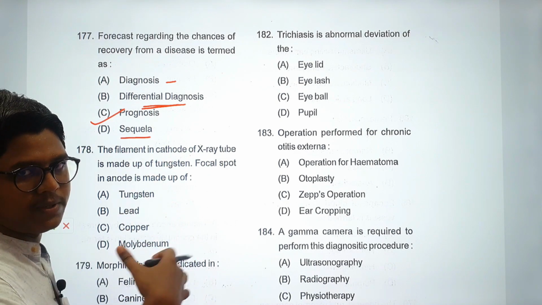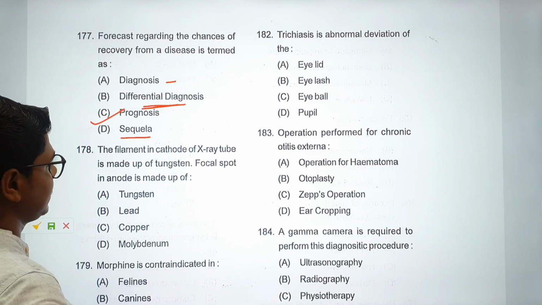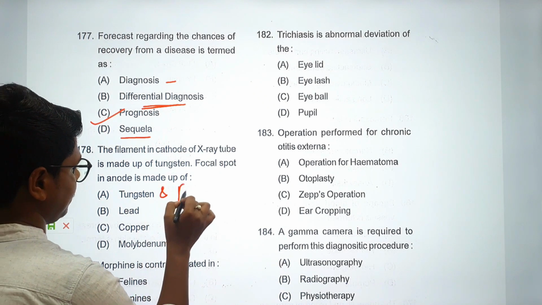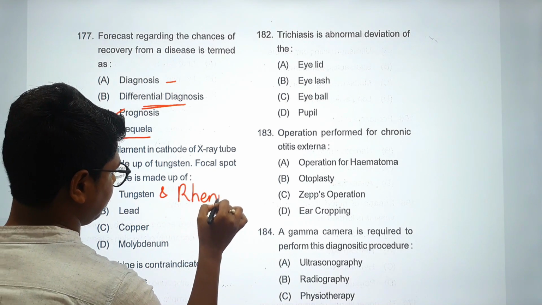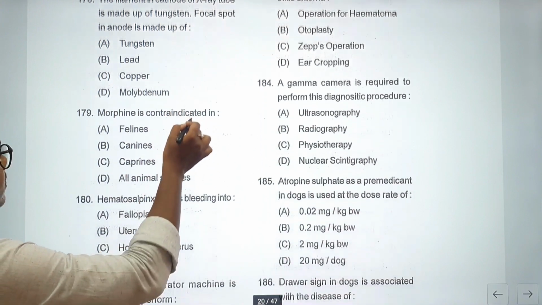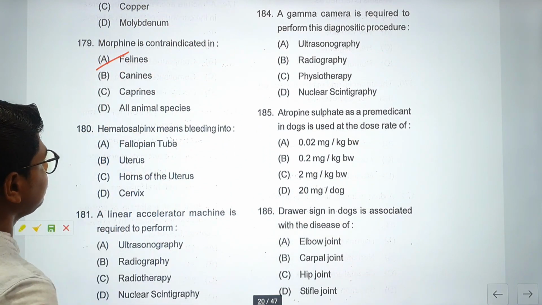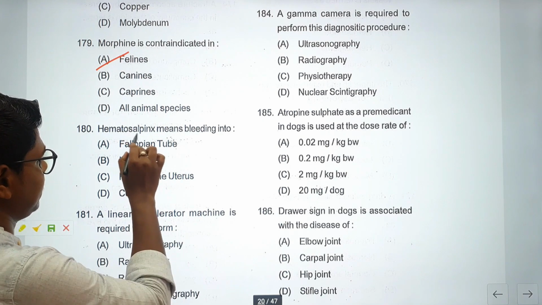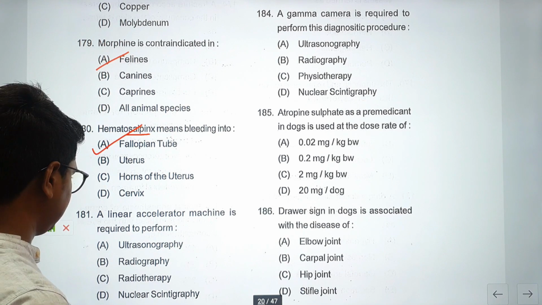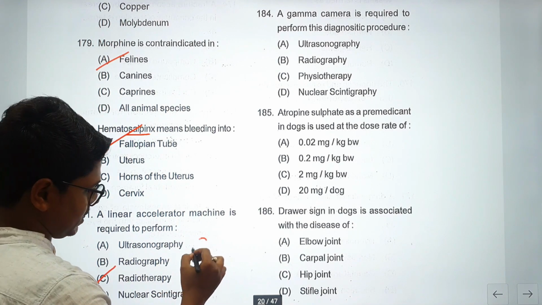Sequelae is the result of a disease. After a disease, what happens? Sequelae. The filament in the cathode of an X-ray tube is made up of tungsten. Focal source materials are tungsten and rhenium. Morphine is contraindicated in felines. Hematosalpinx means blood in the fallopian tube. A linear accelerator machine is required to perform radiotherapy. Okay, they are used for cancer treatment.